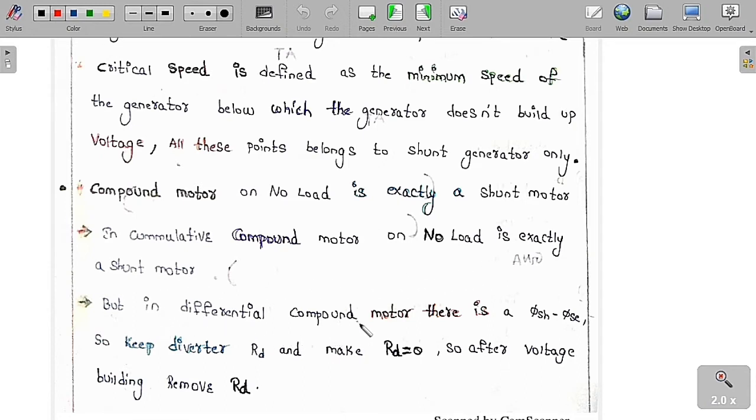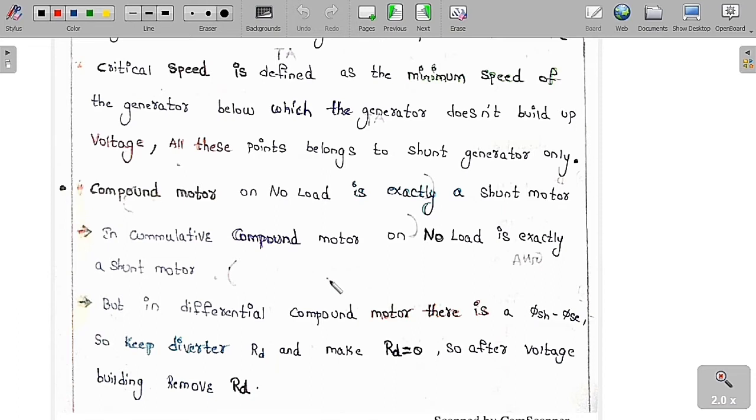But in a differential compound motor there is phi SH minus phi SC. So keep a diverter RD and make RD equal to 0. After voltage building, remove RD. What I am trying to say here is that the cumulative compound machine can be operated like a shunt motor at the no load condition.